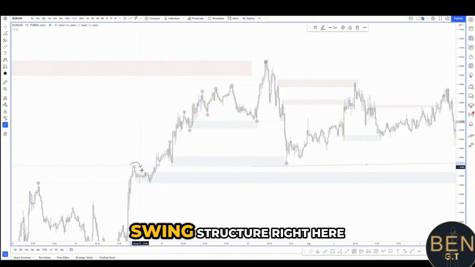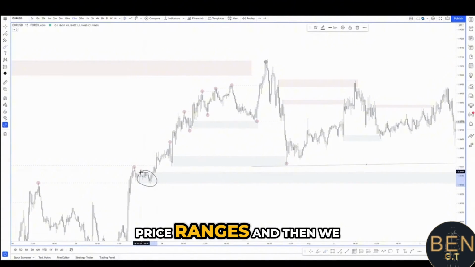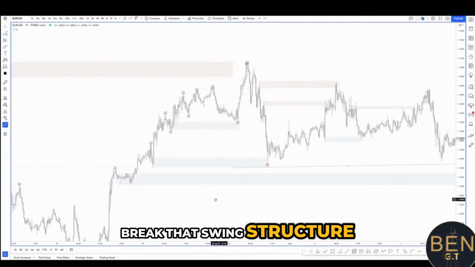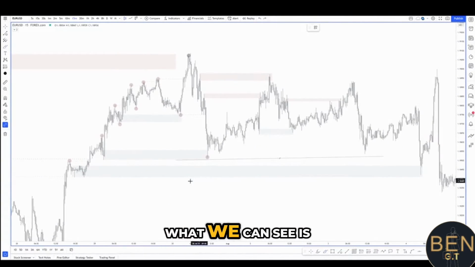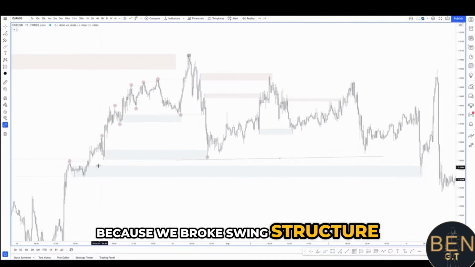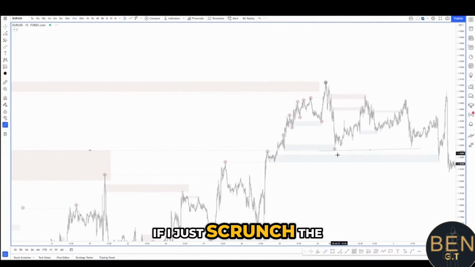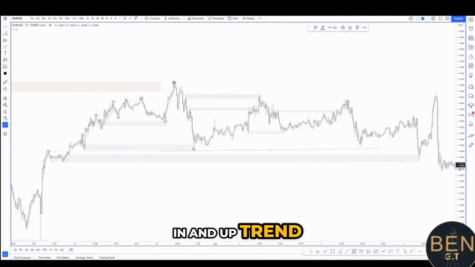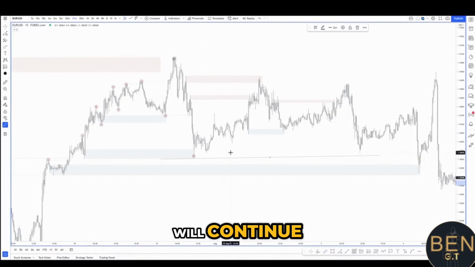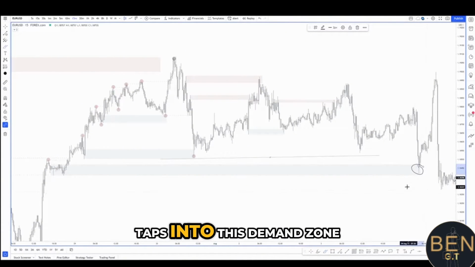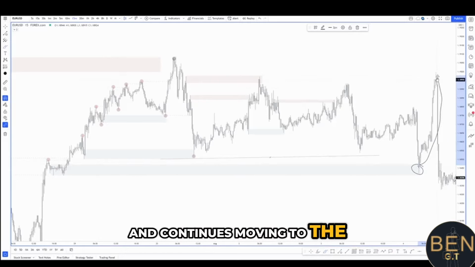You can see that we have swing structure right here, price ranges, and then we break that swing structure. And if I just move the chart to the right, what we can see is because we broke swing structure, we created range, created demand. We're in an uptrend already. If I just scrunch the chart a little bit, we can see that we're in an uptrend. So we know that the expectation is that price will continue moving to the upside. We can see that price taps into this demand zone and continues moving to the upside.